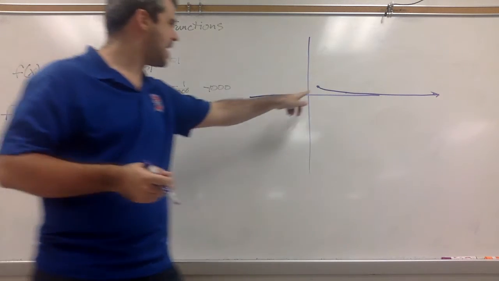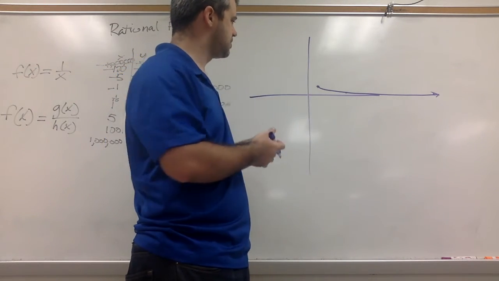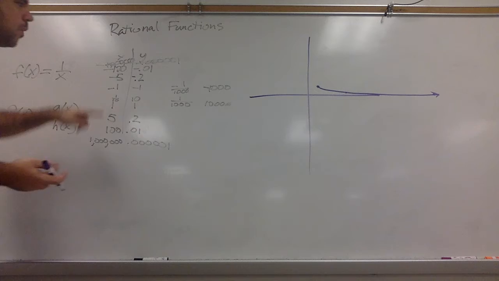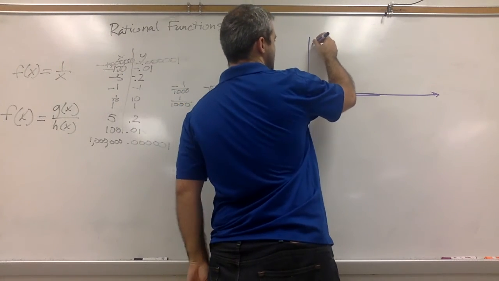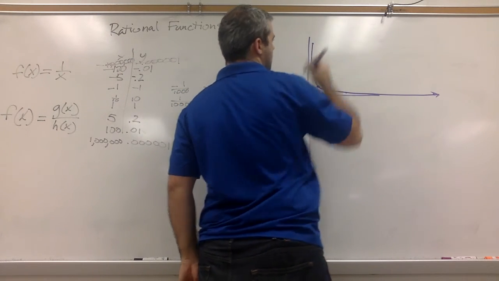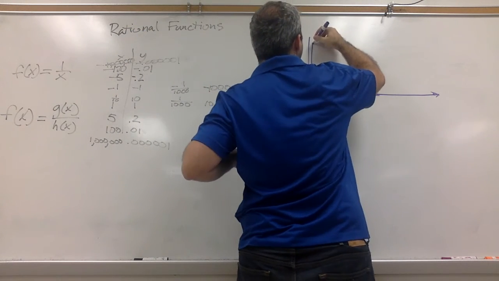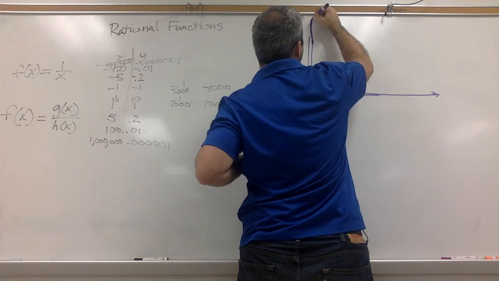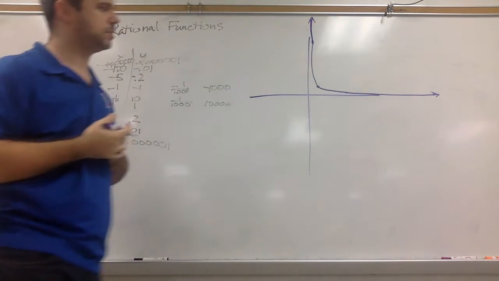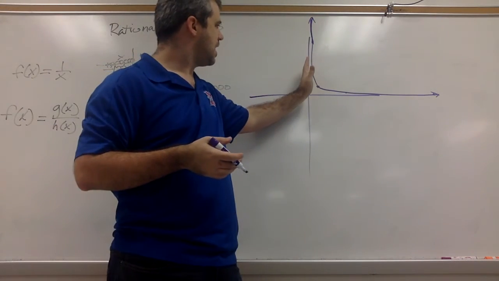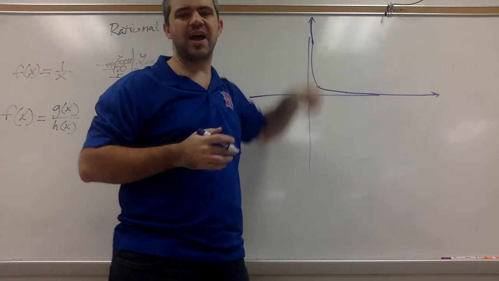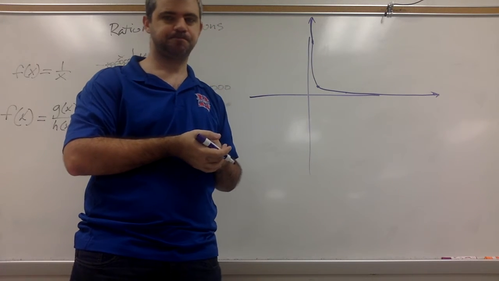Well, what happens as our x gets close to 0? Remember, 1/10 got us 10. 1/100th gets us 100. We're going to keep going up and up and up, getting closer and closer to x equals 0, but y is going to infinity.